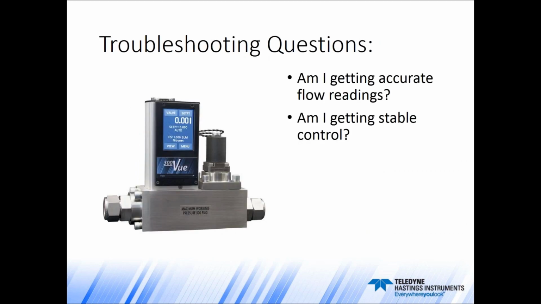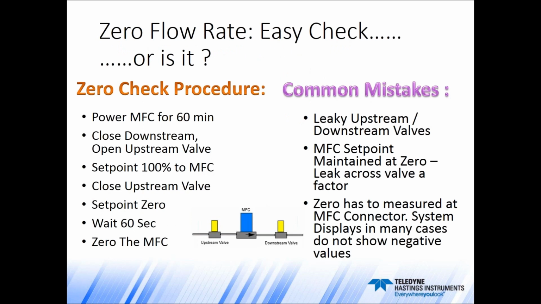Now, as we discussed just about a minute ago, an MFC has 2 functions. 1, it will measure the flow, and then 2, it will control the flow. So that's simple enough. Let's ask ourselves these 2 questions. Am I getting accurate flow readings? And am I getting stable flow control? So let's start with the accuracy of our flow readings. Well, there's one check that should be easy enough, right? That is the signal we receive when we know we have 0 flow.